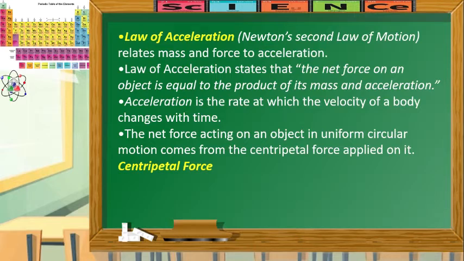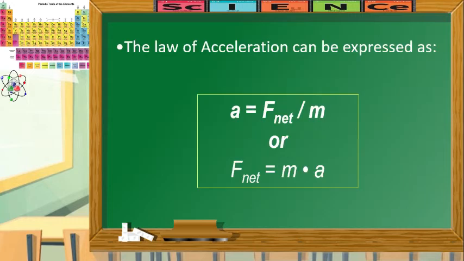The net force acting on an object in uniform circular motion comes from the centripetal force applied on it. The law of acceleration can be expressed as: acceleration is equal to net force over mass, or net force is equal to mass multiplied by acceleration.